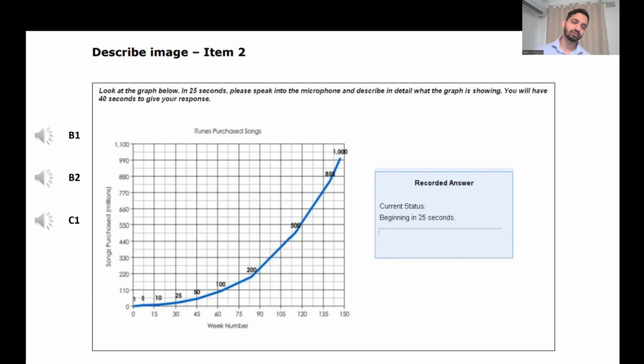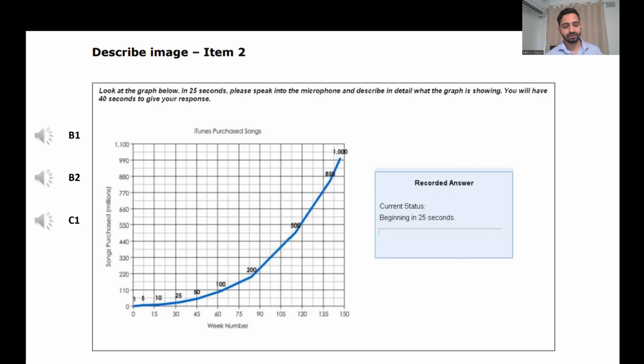It's millions, so about 1.1, that's about 1.1 billion because it's 1,100 million. You can also say 990 million, or you could say 1.1 billion. The highest point you've got here is 1,000. The lowest point is 1. So you've got the highest point and the lowest point. This is about iTunes purchased songs, and it's rapidly growing as you can see. From week 90 to week 150, there is a trend that is rapidly growing.